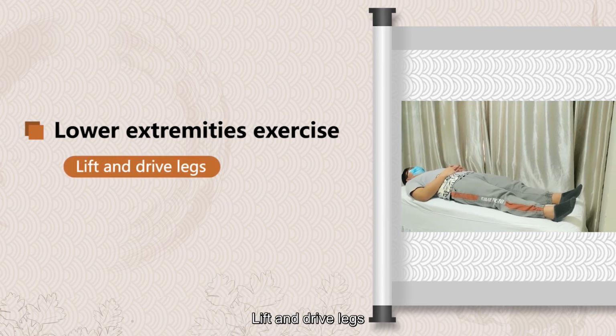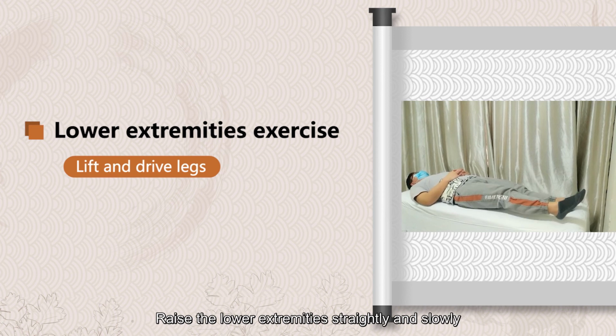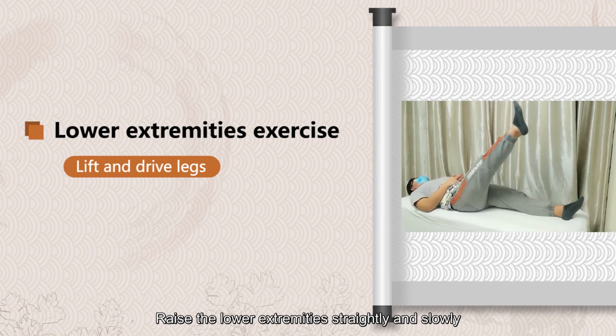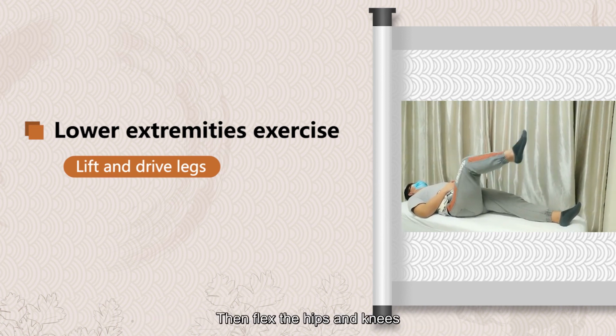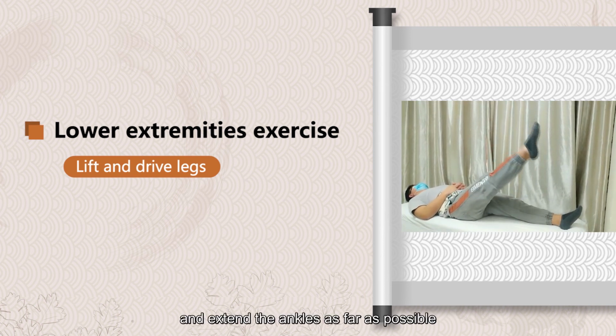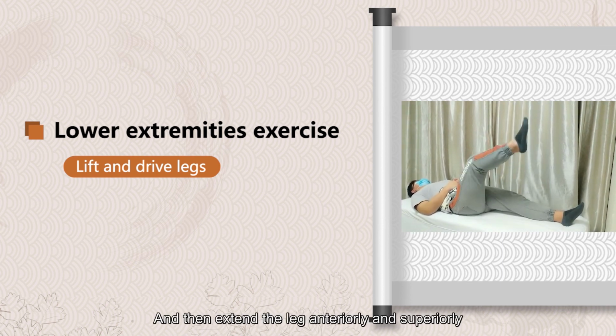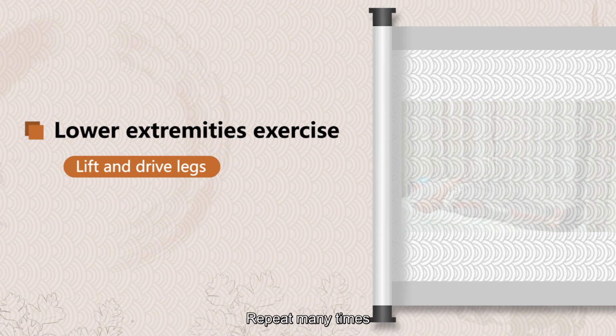Lower extremities exercise. Lift and drive legs. The patient is in supine position. Raise the lower extremities straight and slowly. Then flex the hip and knees and extend the ankles as far as possible. And then extend the leg anteriorly and superiorly. Repeat many times.